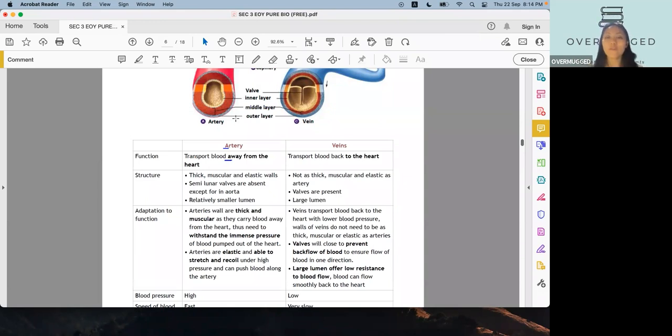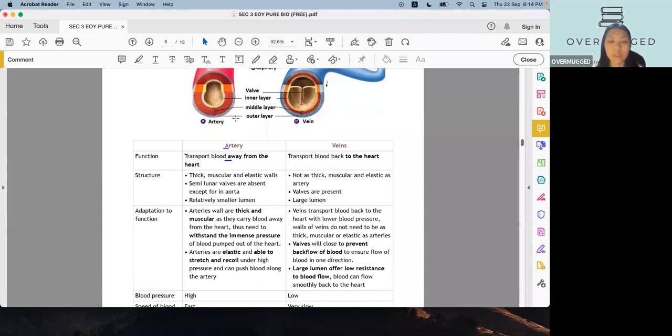Okay. And then for veins, because the blood pressure is not so high, in fact, the blood pressure in the veins is very low. That's why we need valves. Therefore, there's no need for the wall of veins to be thick, muscular, or elastic. It does not need to serve that function. And then for valves, they are there to prevent the backflow of blood.